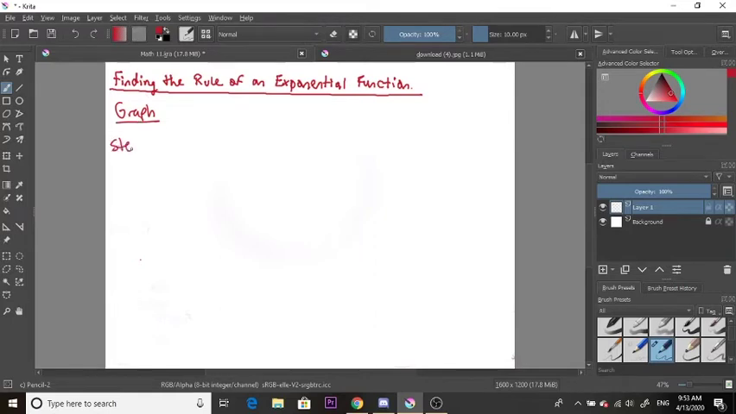So step one is you need to determine your equation of the asymptote. You also need to determine the coordinates of your initial value and a point on the curve. So you need your asymptote, you need your initial value, and you need a point on the curve.